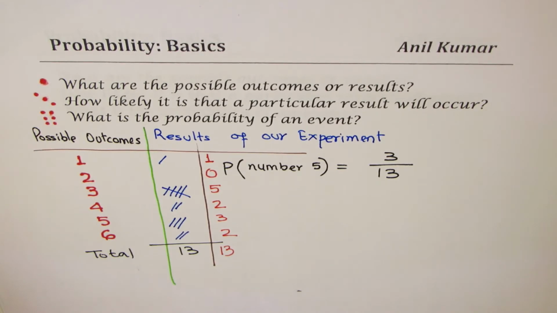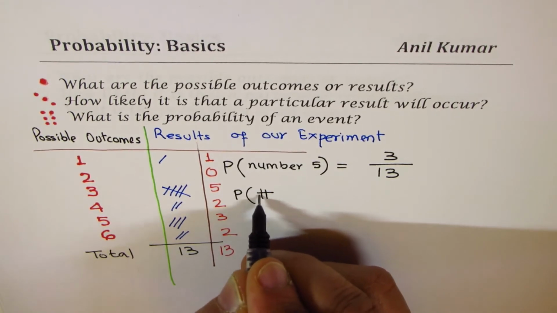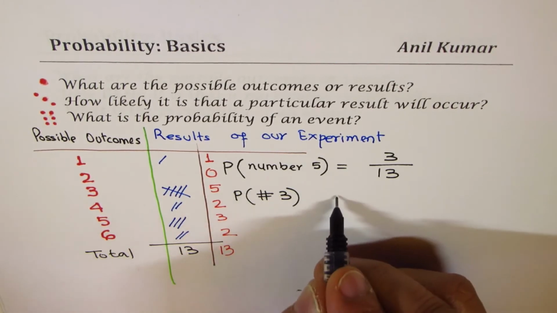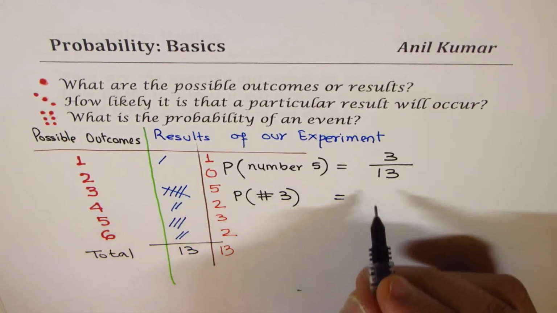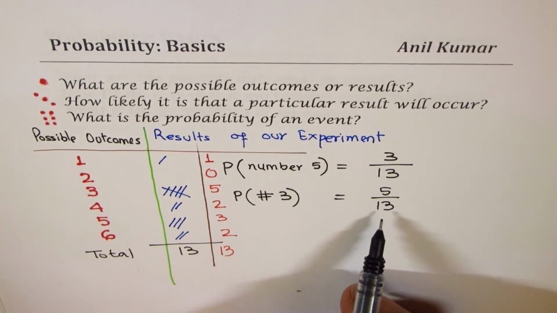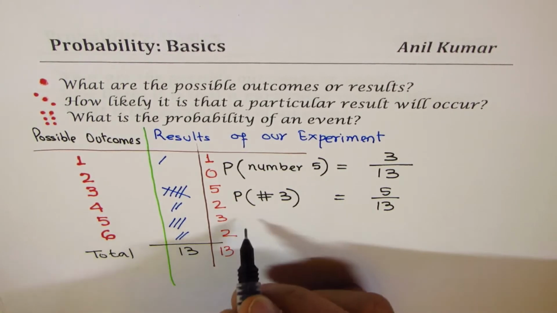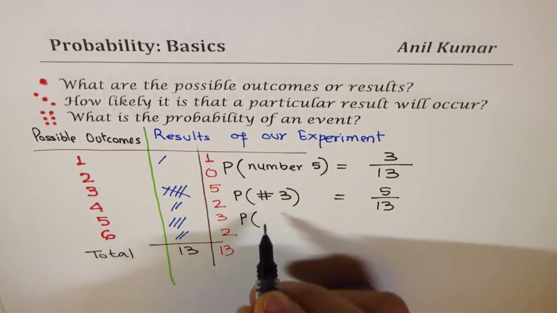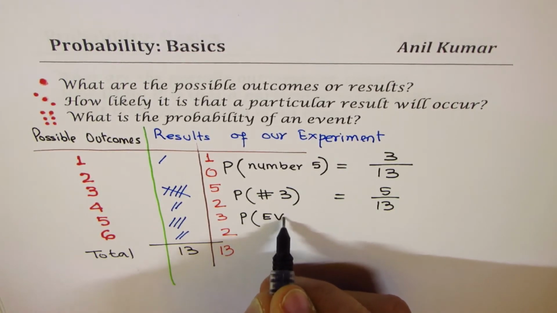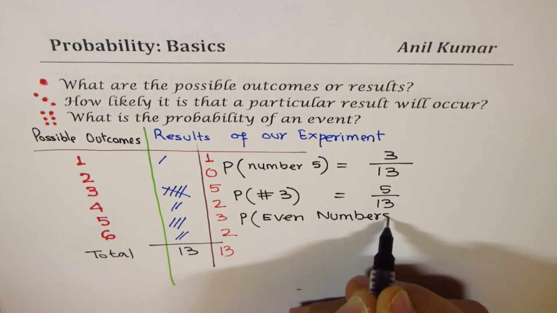Is that okay? Well, tell me the probability for getting the number 3. So number could be written by that sign also. We got 5 times 3 out of 13. So that becomes the probability of getting the number 3. Now here is a trick question for you. We have to give probability of getting even numbers. Even numbers. You understand what are even numbers?